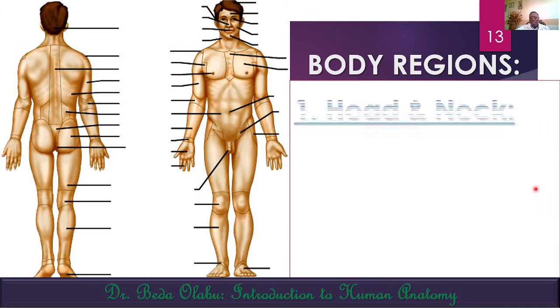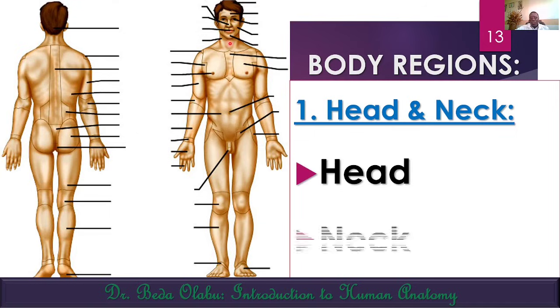The first one is the head and neck region. I believe anybody in this class is aware of what the head and the neck are. Basically, that is the head and this is the neck. So when you talk of the head and neck region, we are talking about the head as well as the neck. That's what you call neck, that's what you call head. I prefer considering that a big body region, the head and neck region.